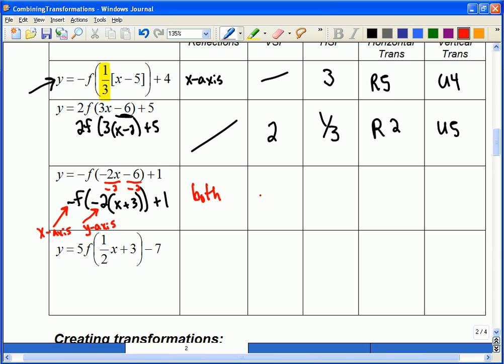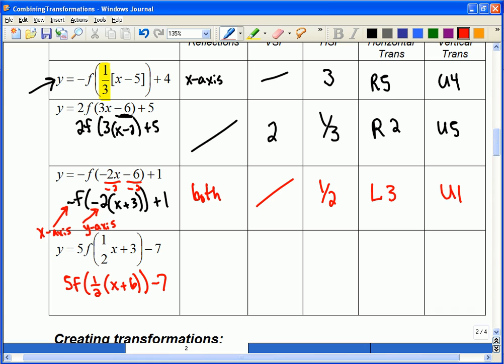The vertical stretch factor, there is none in this case. The graph remains the same. But there is a horizontal stretch factor of 1/2. It's going to move left by 3 and up by 1. And then the last graph here, if I factor that 1/2, yeah, it's going to be a 6 in there.